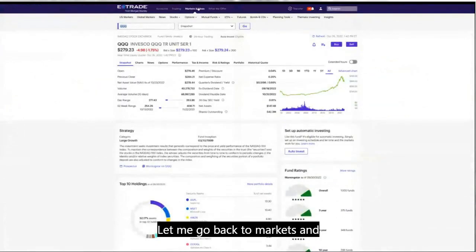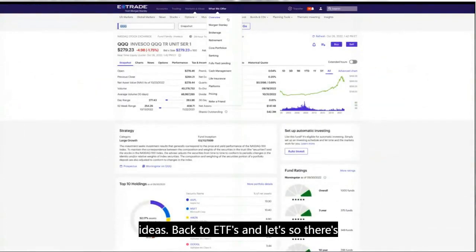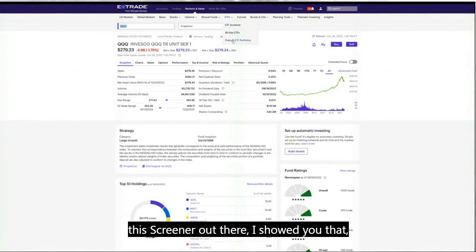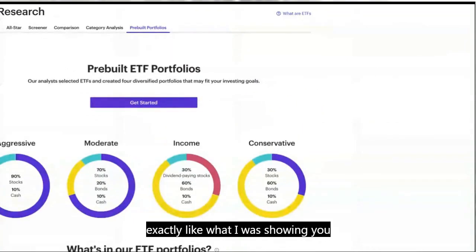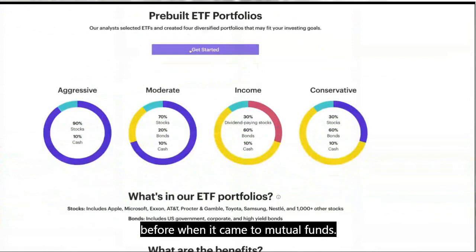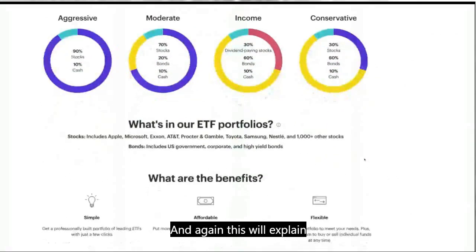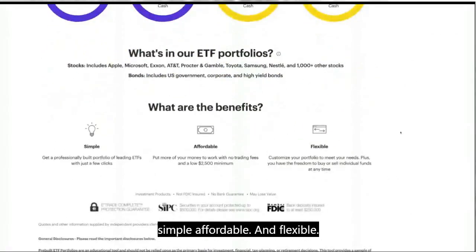Let me go back to markets and ideas, back to ETFs, and so there's a screener out there. I showed you that, but let's look at the pre-built ETF portfolio, and you'll see it's almost exactly like what I was showing you before when it came to mutual funds. So we've got aggressive, 90% stocks, 10% cash, all the way down to conservative, 30% stocks, 60% bonds, 10% cash. And again, this will explain simple, affordable, and flexible.